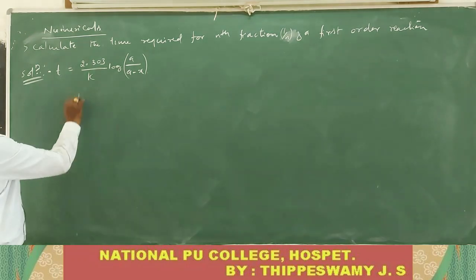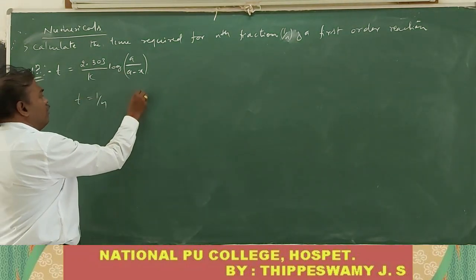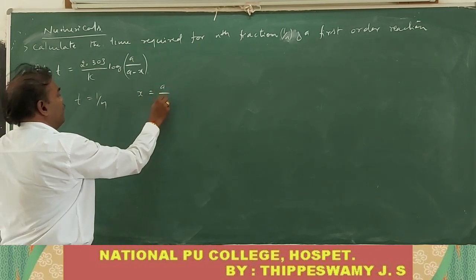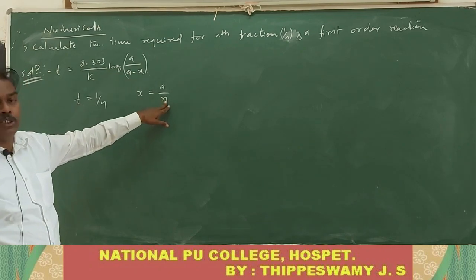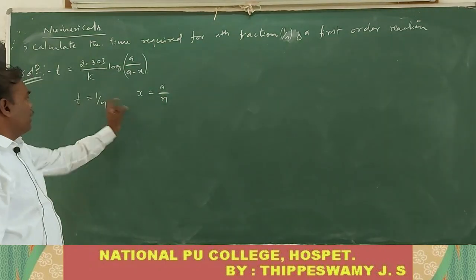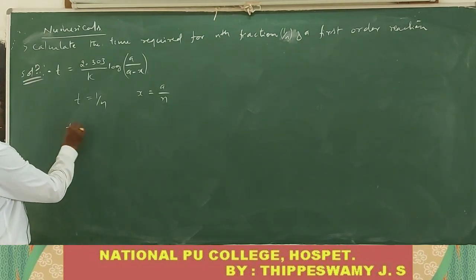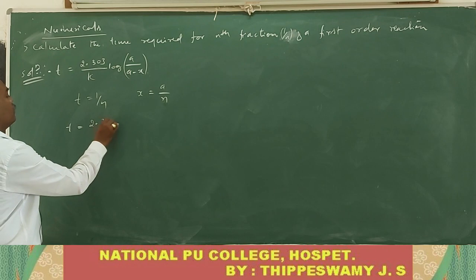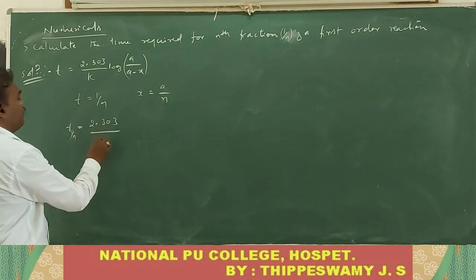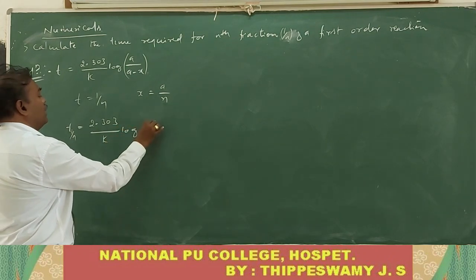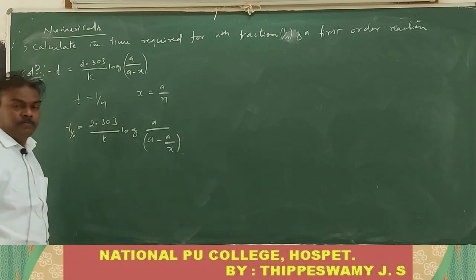Now we can write t is equal to t1 by n, and the value of x is equal to a divided by n, that is the initial concentration by n, the nth fraction we can take. Now substitute the values of t and x in the above relation. Can you tell me now? t1 by n is equal to 2.303 by k into log of a divided by a minus a divided by n. Following?